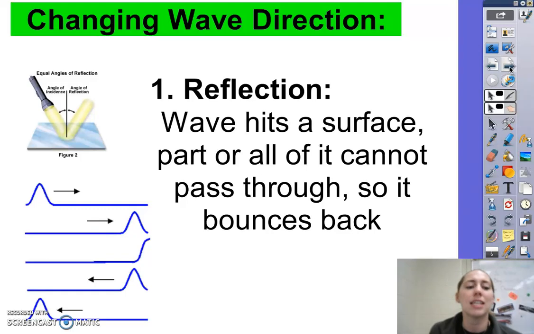Now to discuss how waves change direction. There are three ways they do this. The first is through reflection. This is when a wave hits a surface and all or part of it can't go through, so it bounces back. This is how mirrors and echoes work.